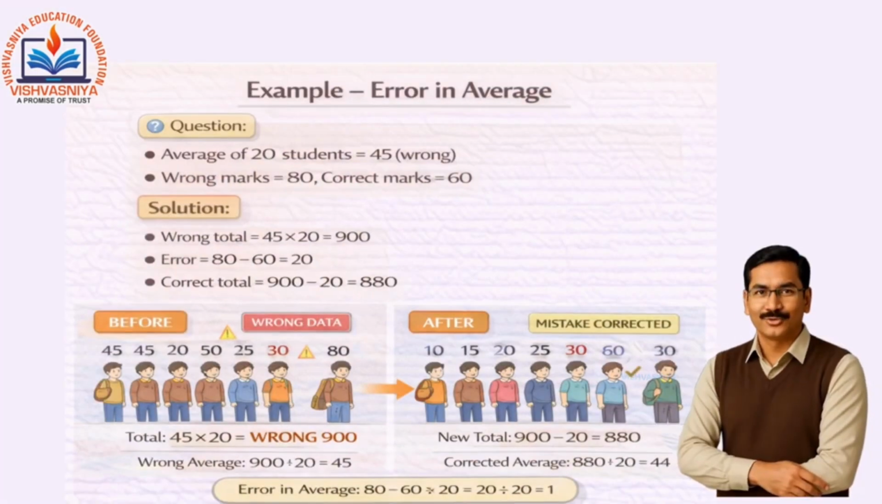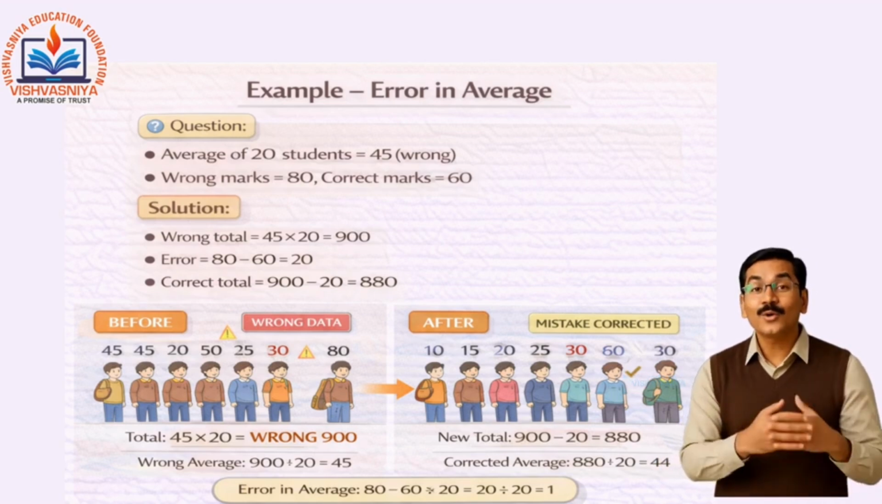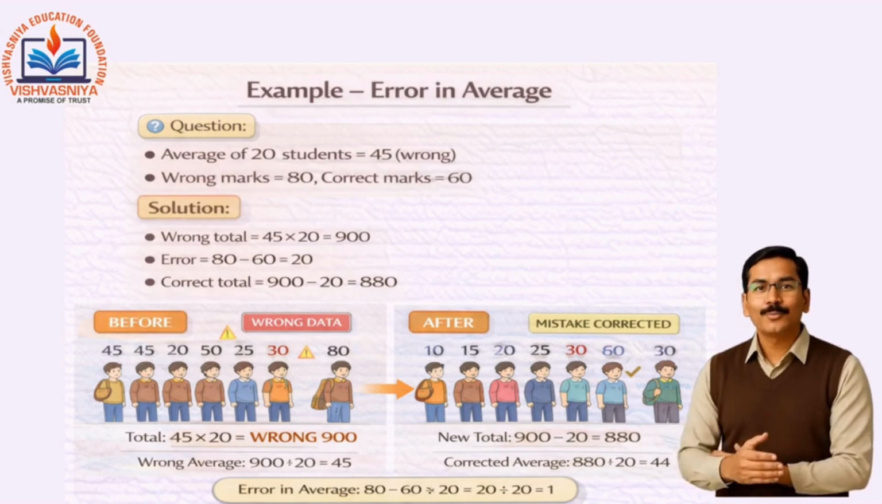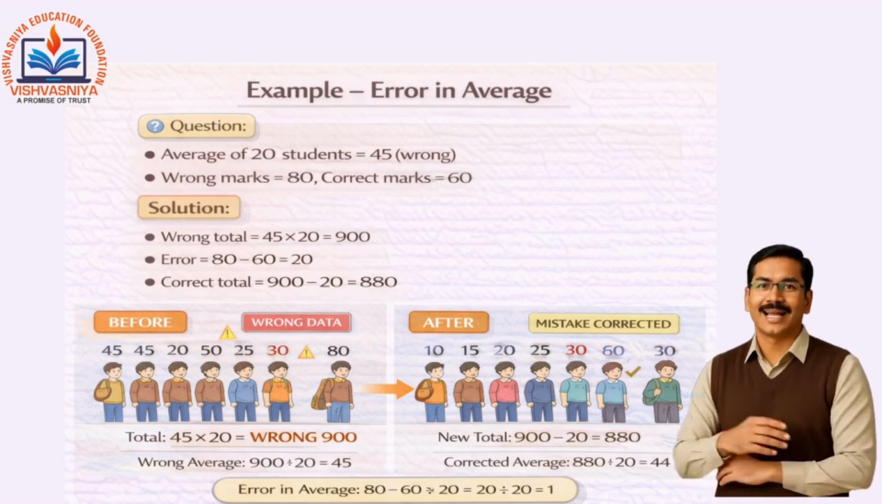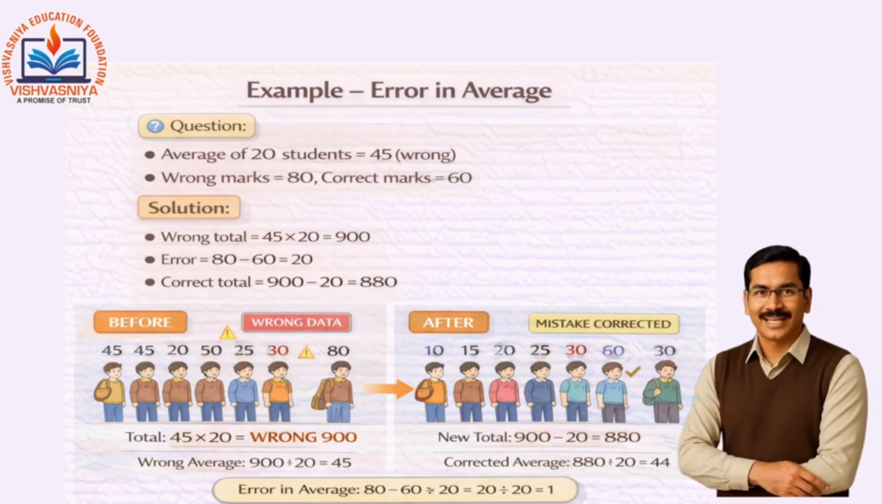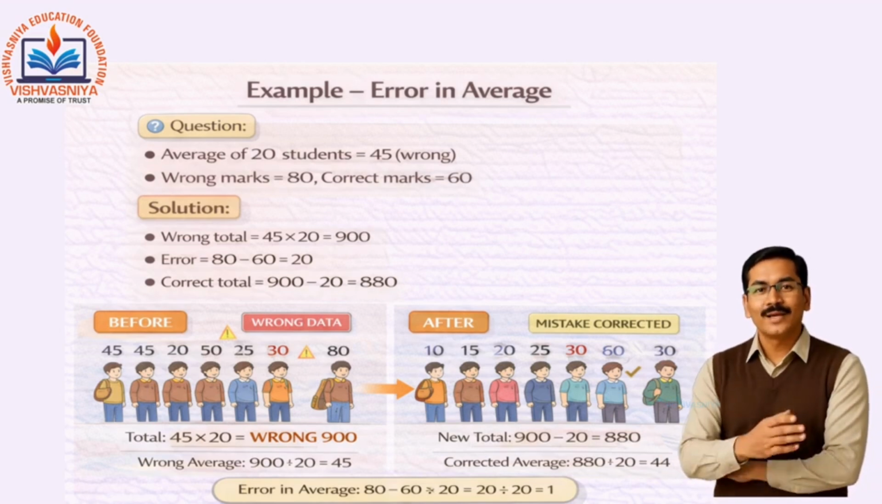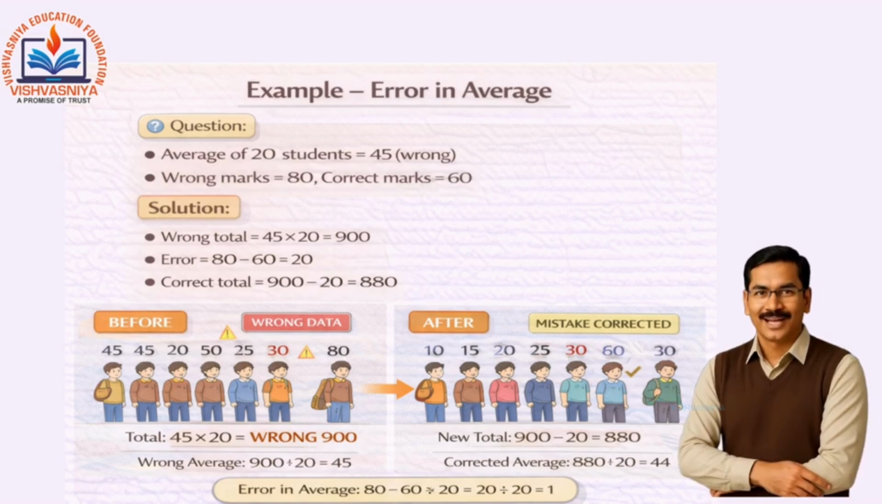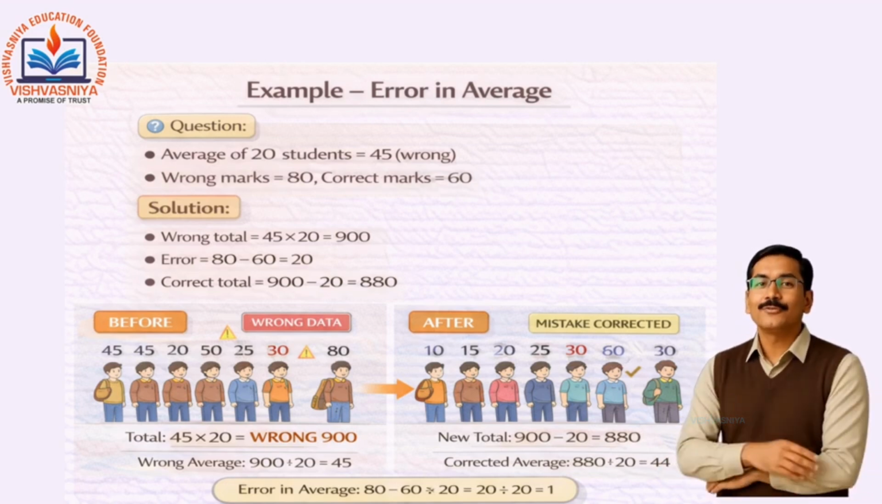The average marks of 20 students were calculated as 45. So, the wrong total marks are 45 multiplied by 20, which gives 900. Later, it was found that one student's marks were taken as 80 instead of 60. The error in marks is 80 minus 60, which is 20. So, the corrected total marks become 900 minus 20, which gives 880. The correct average marks are 880 divided by 20, which gives 44.